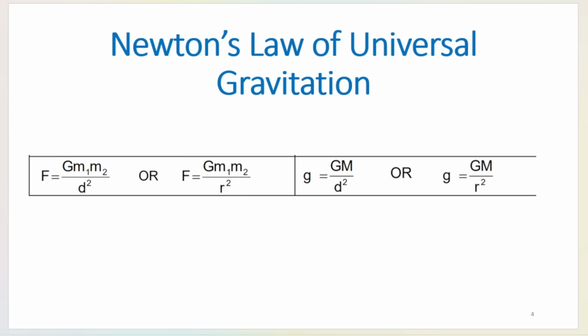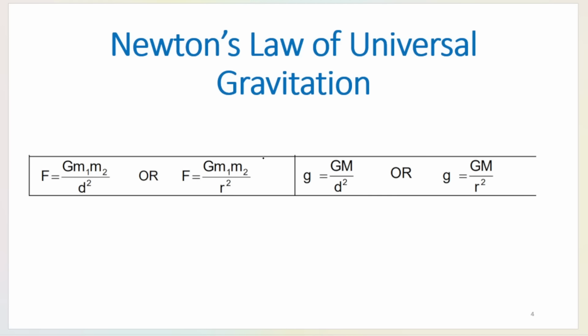These are the two formulae that we are going to use when we come to Newton's law of universal gravitation. G is a constant, m is mass, this is referring to distance between centers, F is a force, and this is gravitational acceleration. I will go through all of these, but just take note that your formula sheet will mention these formulas.